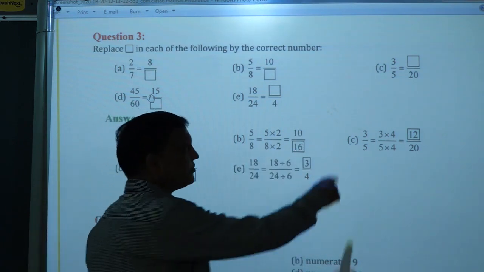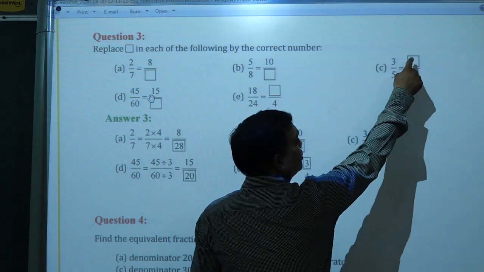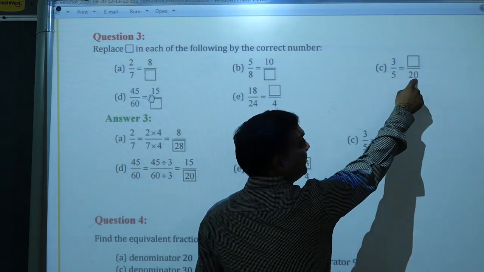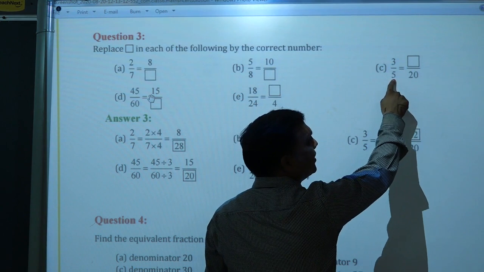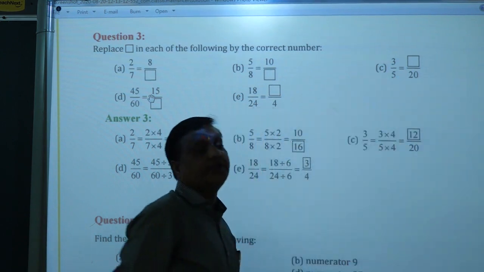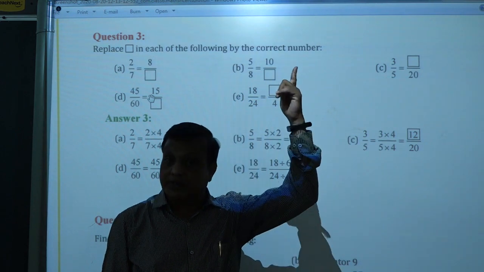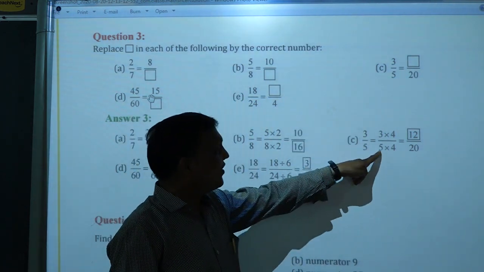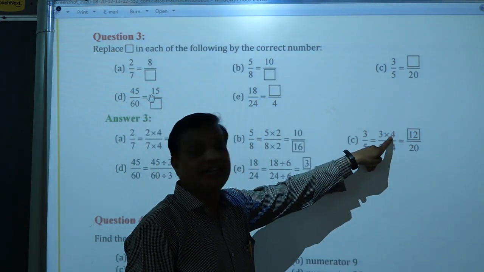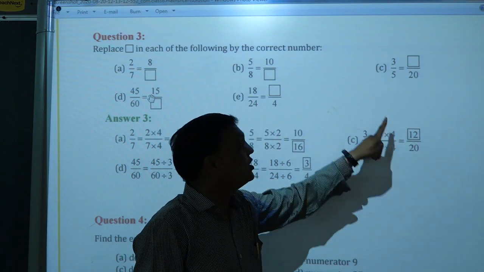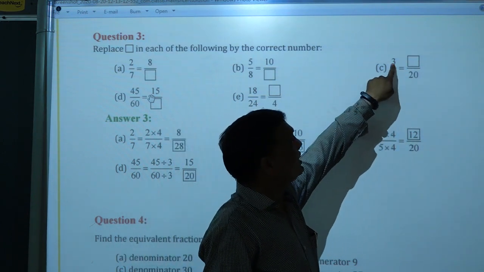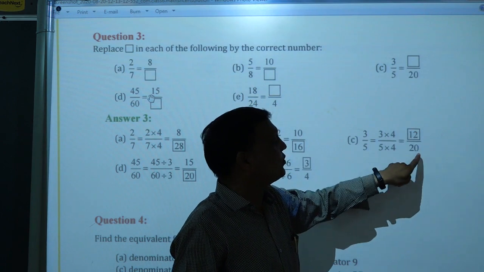Next question. 3 upon 5 is equal to dash upon 20. So both the denominators are given. Now in this denominator 5, 20 comes in the 5 table. When 20 comes, 5 4s are 20. The same 4 you have to multiply with the numerator, so 3 4s are 12. So the required answer is 12 upon 20.